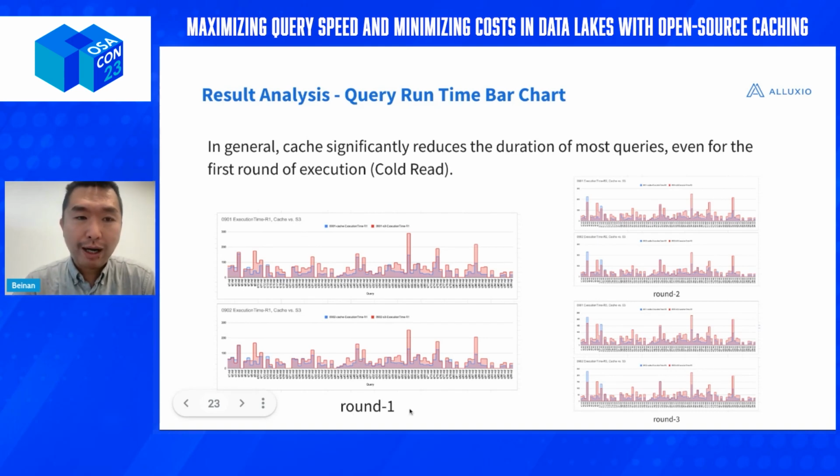So still round one. For the round one, the blue ones are the query with the cache, and the pink, the red one, is the query without the cache. We can see the performance improvement, even though the data is still not in the cache. There's still some performance gain.